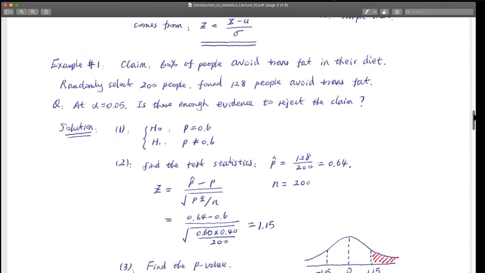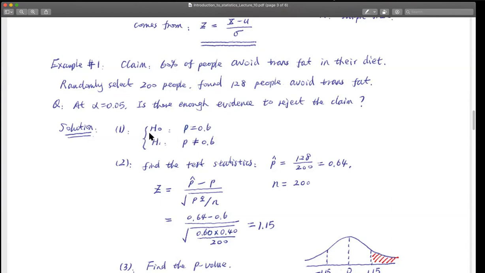Example number 1, given claim. They are trying to study this one, claim 60% of people avoid transfer fat in their diet. So that's the hypothesis they are trying to get. So to either prove this or disprove this, you need to get a sample, right? So we have a sample of 200 people. Out of these 200 people, they find out 128 people avoid transfer fat. So at alpha equal to 5%. So in other words, confidence is 95%, right? Is there enough evidence to reject the claim? So what do we do? The same 5 steps, everybody.